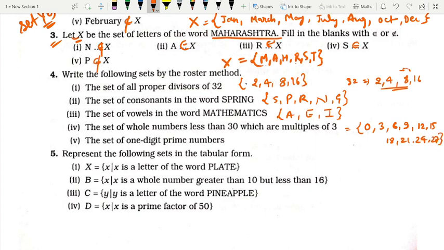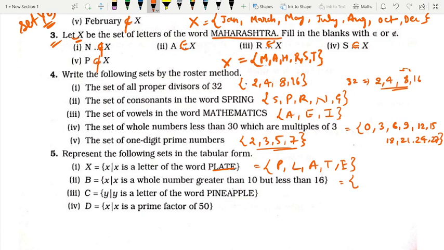And the set of one digit prime numbers. One digit prime numbers are 2, 3, 5 and 7. These are the only one digit prime numbers. Represent the following sets in the tabular form. X is a letter of the word plate. We can write down very easily. So plate, this one is written in the rule method. So P, comma L, comma A, comma T, comma E.